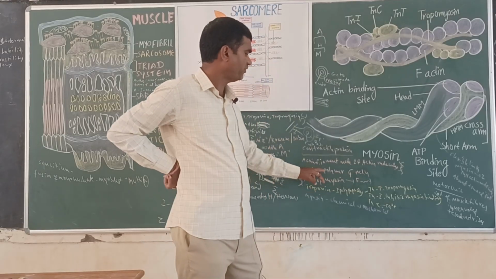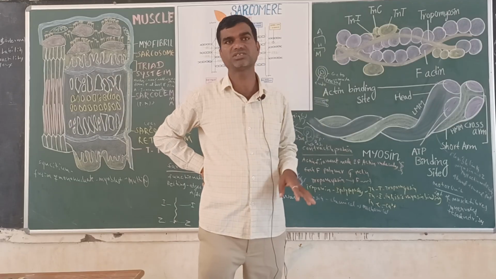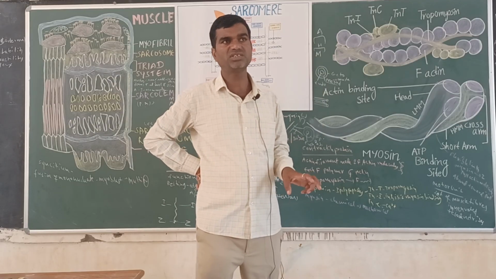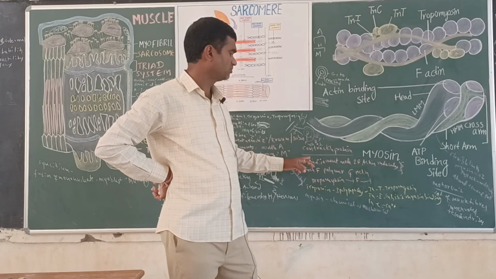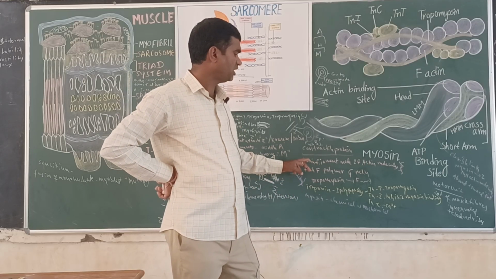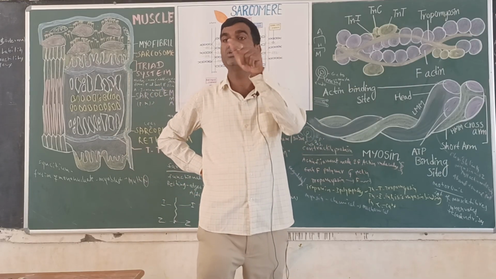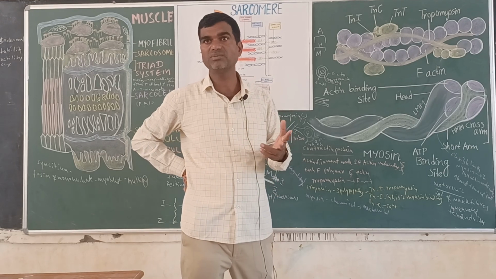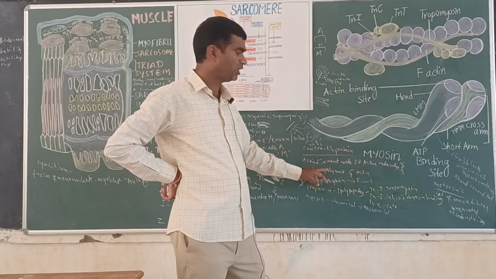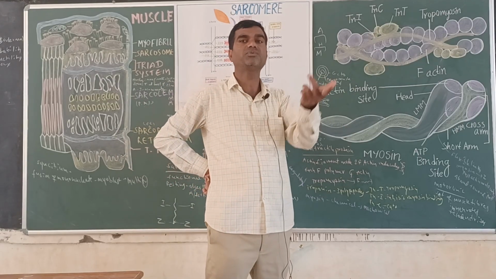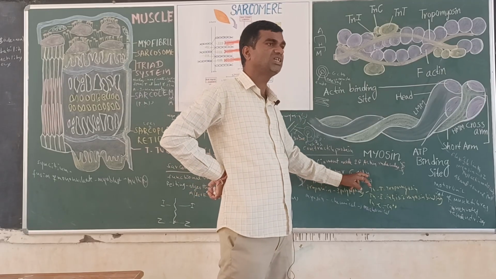And next, each F-actin molecule is a polymer of monomeric globular proteins. It is very important for NEET or EAPCET, because there is a chance of confusion here. Actin filaments are made up of two F-actin molecules. F-actin means filamentous actin. Each F-actin is a polymer of monomeric globular protein. G means globular protein, so that is called G-actin molecules.